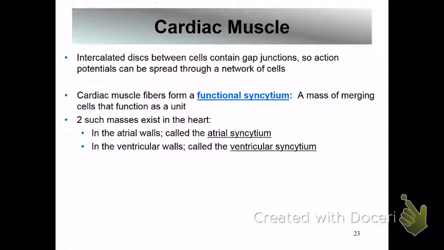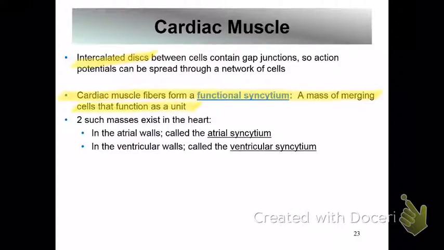Okay, how does this all happen? It's like electricity. It's the coolest thing ever. Electricity flows through the heart. How? Do you remember from 201 that the cardiac tissue had intercalated discs? The electricity can spread out through it. Cardiac muscle fibers form a functional syncytium. Isn't that a fun word? A mass of merging cells that function as a unit.